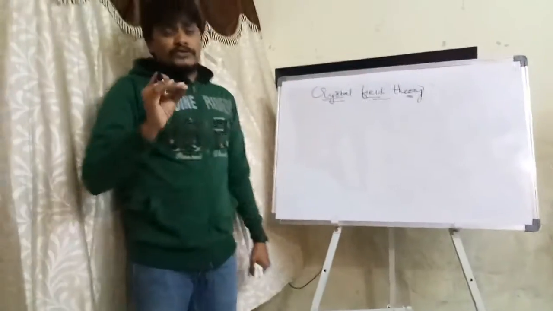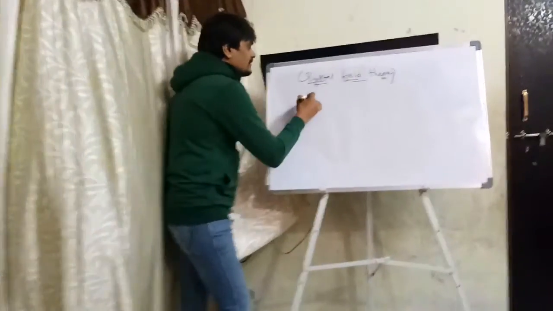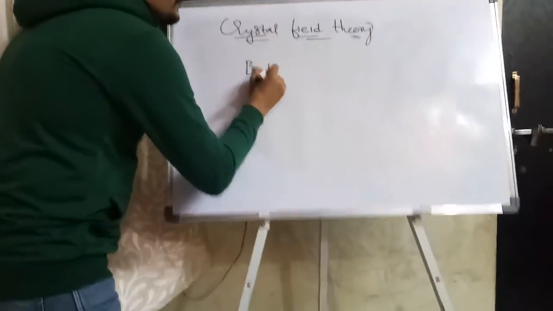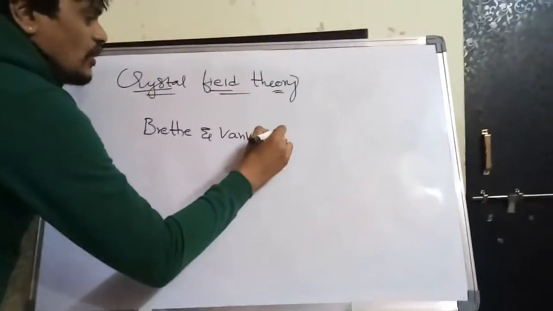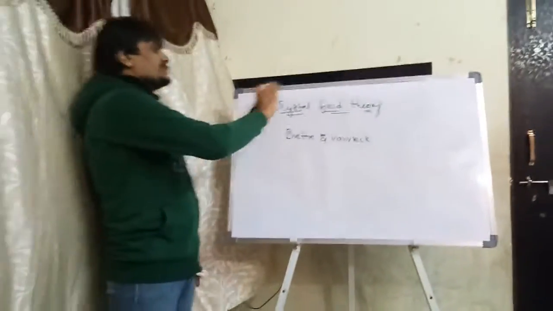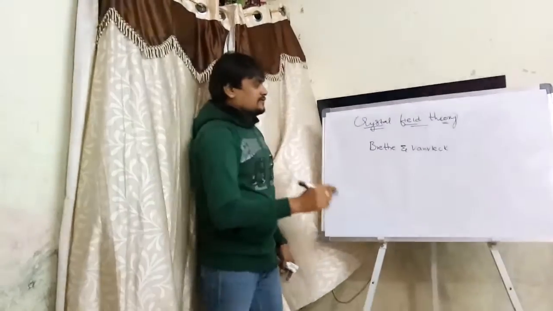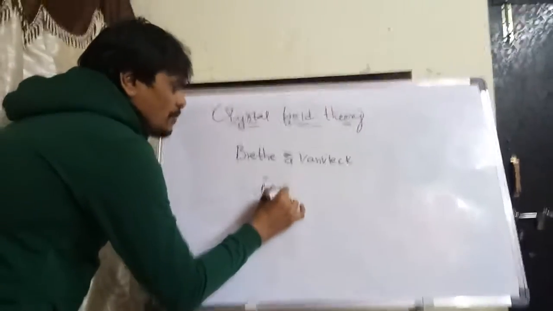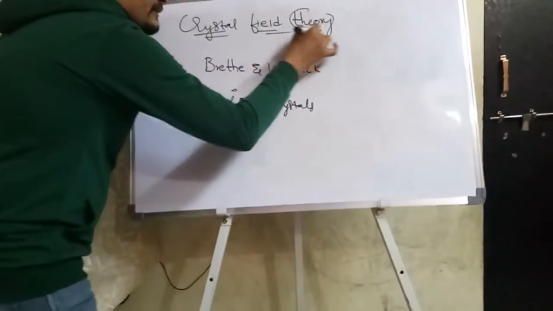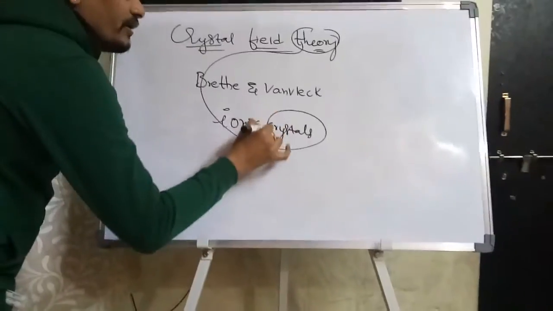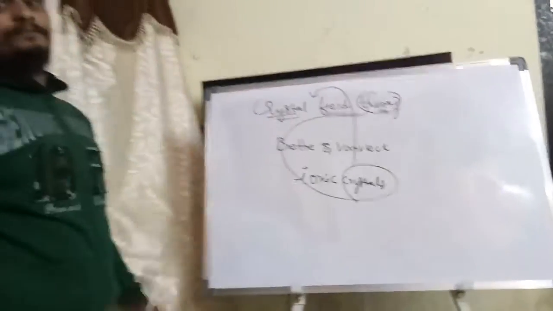First, let us see who proposed this particular theory. This crystal field theory was proposed by the two scientists, Brett and Van Vliet. These are the two scientists who proposed this crystal field theory. And this crystal field theory clearly explains about ionic crystals. Since this particular theory clearly explains about ionic crystals, this particular theory is called crystal field theory.